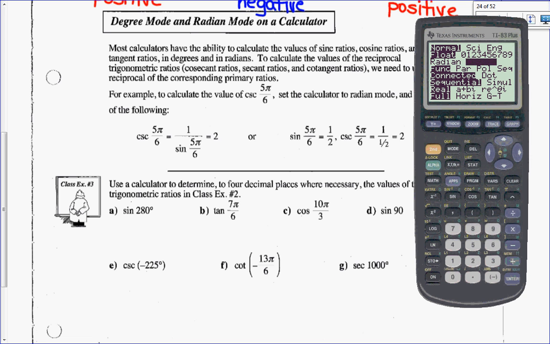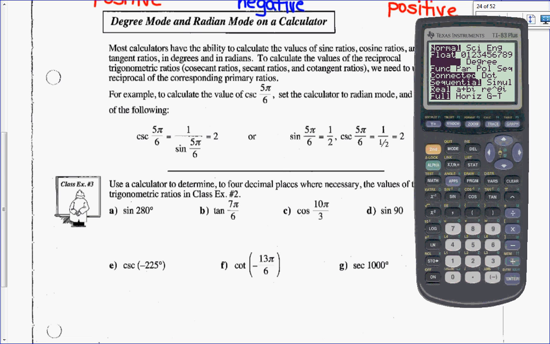So always, always, always check what mode your calculator is in for every question that you do. Because if you are in radian mode and you're trying to figure something out that is in degrees, it will give you the wrong answer. Okay, so always just get into the habit, just kind of be cognizant of that and get into the habit of checking and making sure that you are in the correct mode for the question that you're trying to answer.